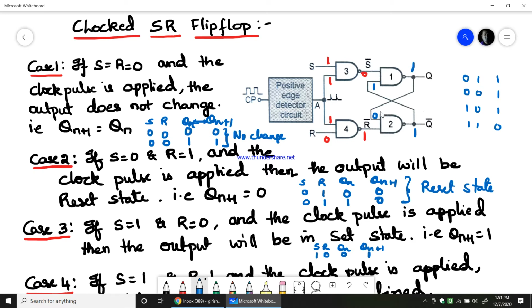Okay, now that 1 will come here, so that 1 will come here, 1 ANDed with 1 will now be 0, this 0 is given here, 0 ANDed with 0 is again 1. So S and R was 1 0 again, where Qn was 1, Qn plus 1 is also 1.